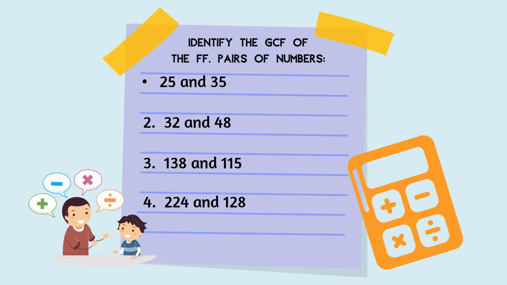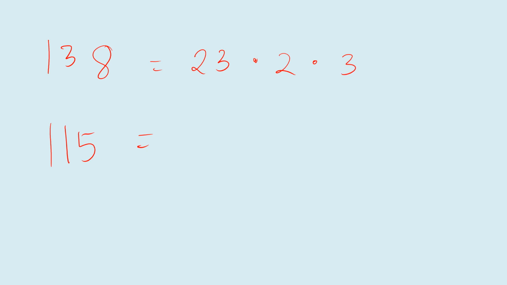So let's have 138 and 115. These two numbers are both divisible by 23. So this will be 23 times 2 times 3, and this one will be 23 times 5. All this set of factors are prime numbers. Therefore, the greatest common factor is equal to 23.